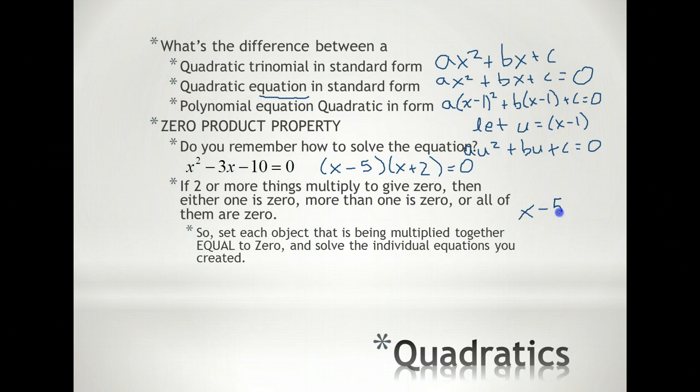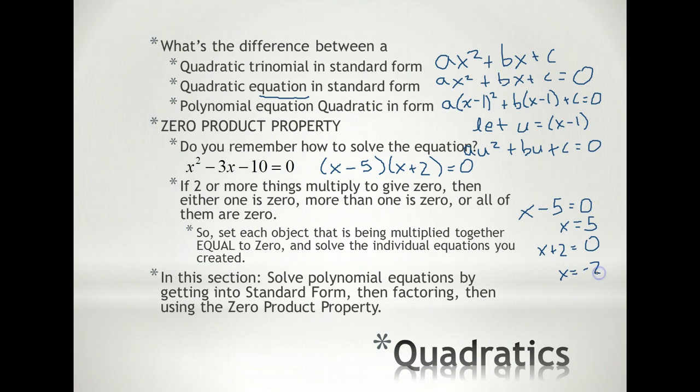So I set x minus 5 equal to 0, and I solve that. I get x equals 5, and I set x plus 2 equal to 0, and I solve that. I get x equals negative 2. So in that way, I get two answers, and if I were to write that in set notation using the roster method, that would just be writing the two numbers inside the curly brackets. And that says my answer is negative 2 and 5.